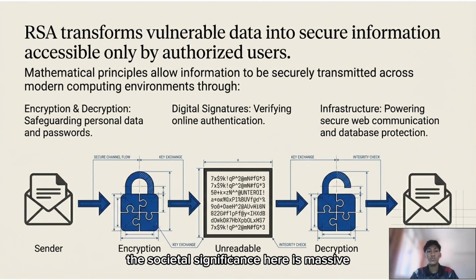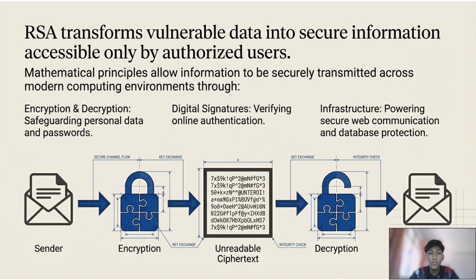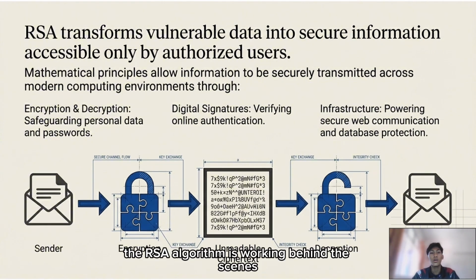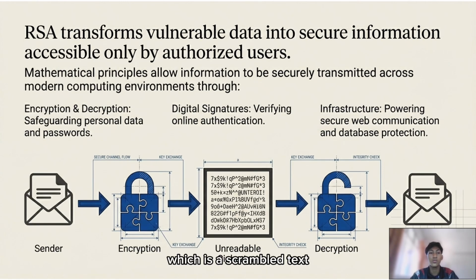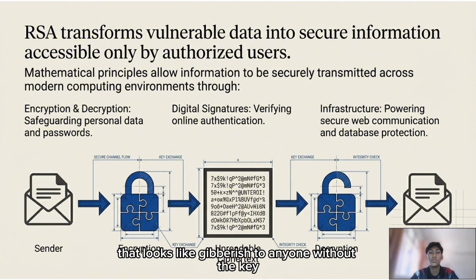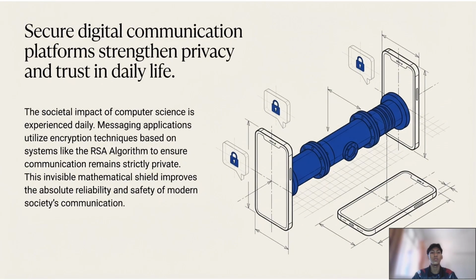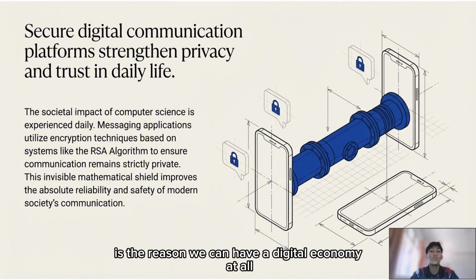The societal significance here is massive. Every time you enter a password, the RSA algorithm is working behind the scenes, transforming your sensitive data into ciphertext, which is a scrambled text that looks like gibberish to anyone without the key. This acts as an invisible shield. It is the reason we can have a digital economy at all.